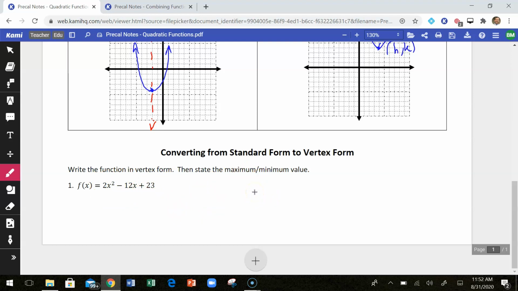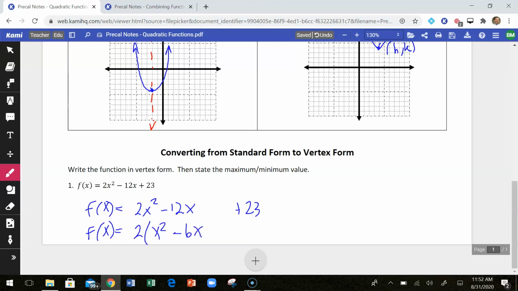So we are going to do what's called completing the square. And so we are going to group our x terms together, and then we're going to put the plus 23 out to the side. We are also then going to factor out the coefficient that's in front of our x squared just from those x terms and keep that plus 23 out to the side.